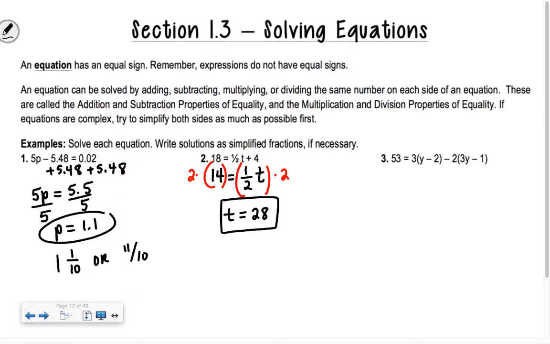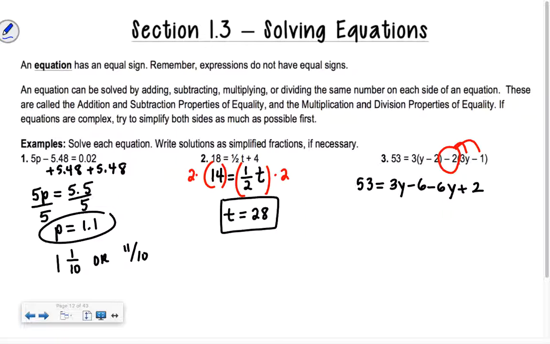Okay, so they get a little bit more complicated. This one involves the distributive property. So we're going to have 53 is equal to 3y minus 6 times the quantity y minus 1. Now be careful. I always put questions like this on the test, and there's usually about 10 people that get this one wrong. Because when they distribute, they do the negative 6y, but then they always put negative 2. Make sure you're distributing the negative 2 times negative 1 to get positive 2.